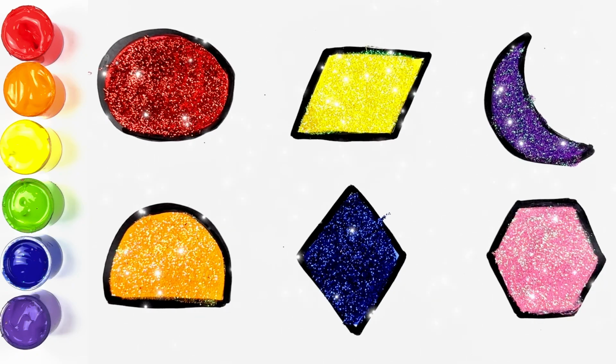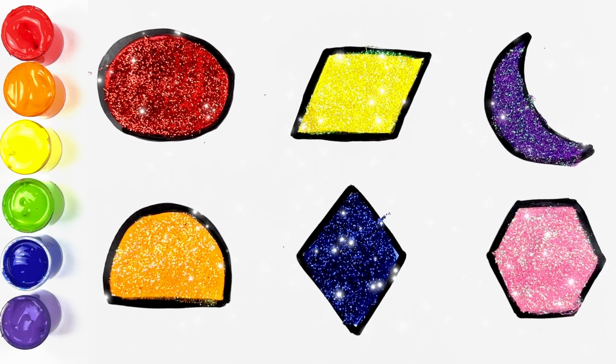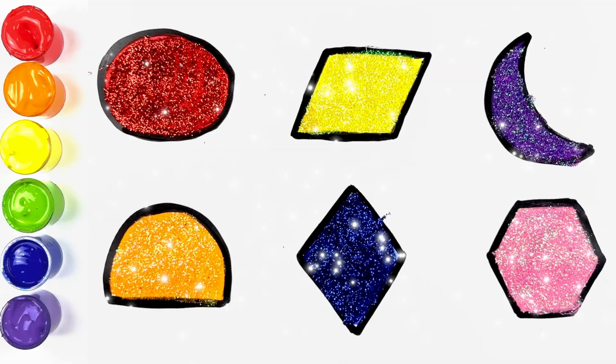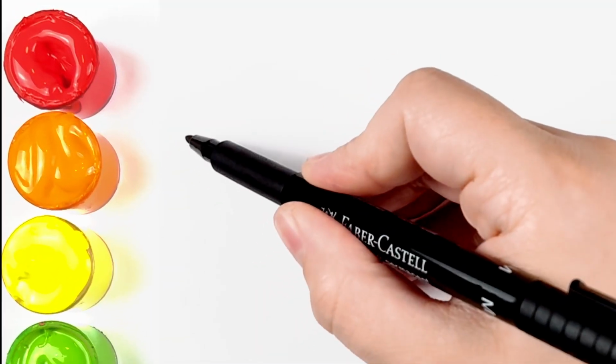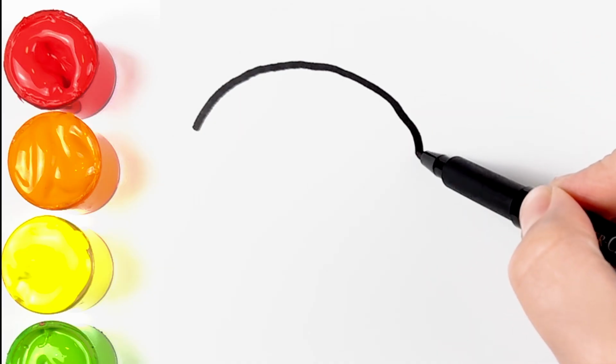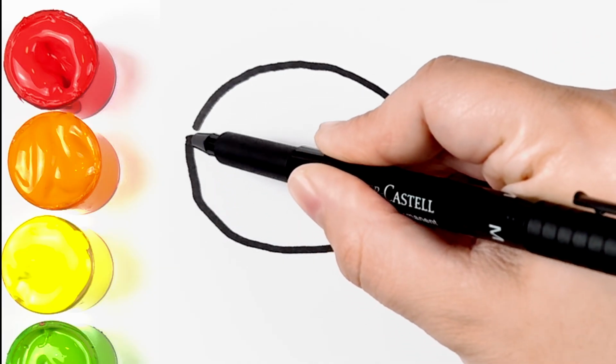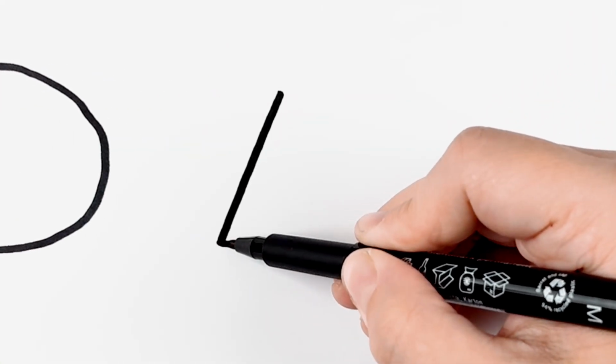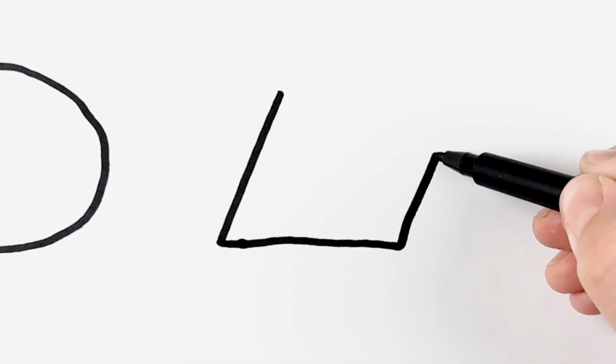In this video, we will learn about some shapes and colors. Let's go! We will start with oval. This is a parallelogram.